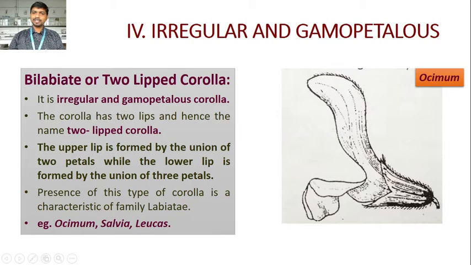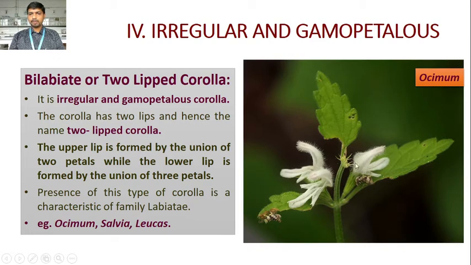The characteristic of this corolla is, it looks like a leafed structure. How many leaves? 2 leaves. So bilabiate corolla, upper leaf, which is largest, formed by the union of 2 petals, while the lower leaf is formed by the union of 3 petals. This is the photograph of Ocimum. Here we can clearly see that this is the upper leaf, which is formed by the union of 2 petals. This one is the lower leaf, which is formed by the union of 3 petals: 1, 2, 3. So this is about the bilabiate or two-leafed corolla.